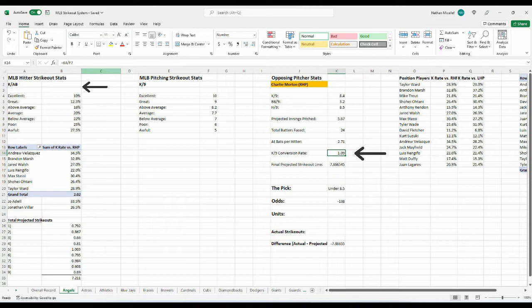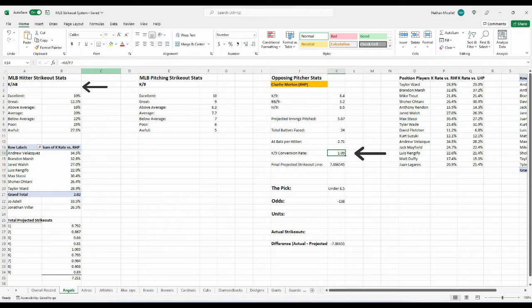Jumping into the first formula that I look at for picking strikeout props over the course of the past couple months is the K9 conversion rate. It's a pretty simple formula, so it's not worth spending a ton of time on. But basically, I take the average K9 and compare it to that specific pitcher.